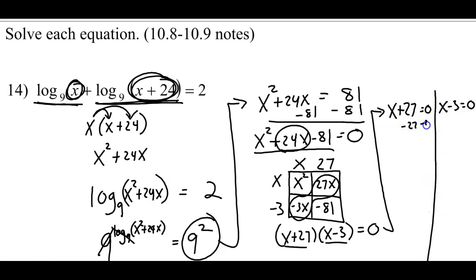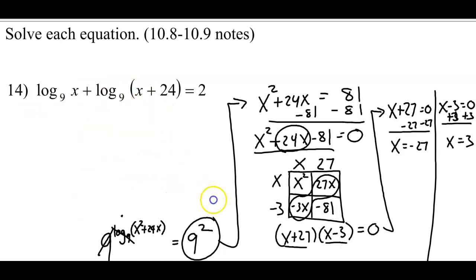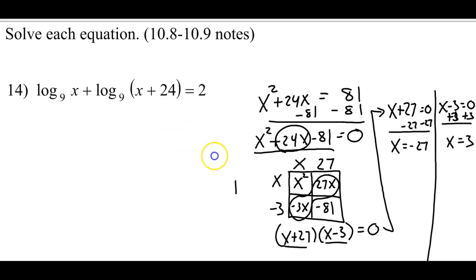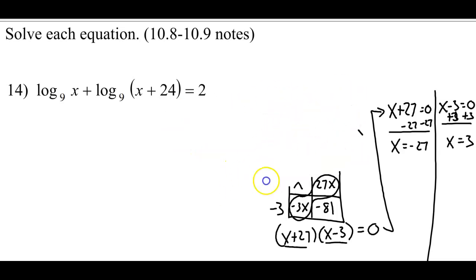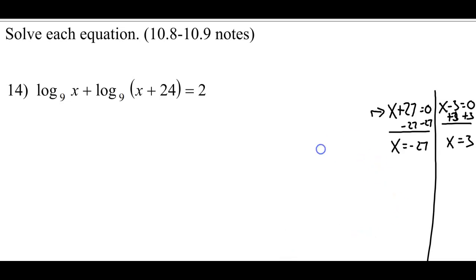So for this one, if I subtract 27 on both sides, I get negative 27. And then for this guy, I'm going to add 3 on both sides, and for that I get 3. Now, since I had a quadratic, I do need to check my answers. I need to make sure that they don't make the log come out to be negative at all. Okay, so let's go ahead and start with the negative 27. Well, if I plug negative 27 in here, that's going to give me a negative in the log. So that's not allowed. So I already know that that's not a good answer. Let's try the next one. Let's plug in 3.